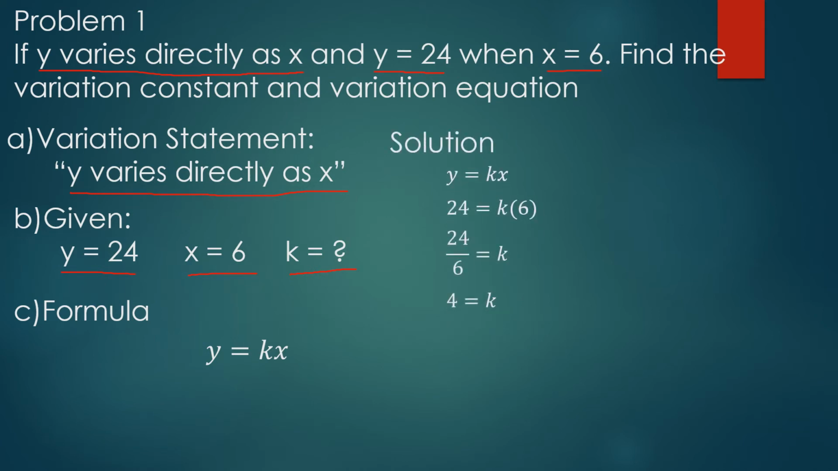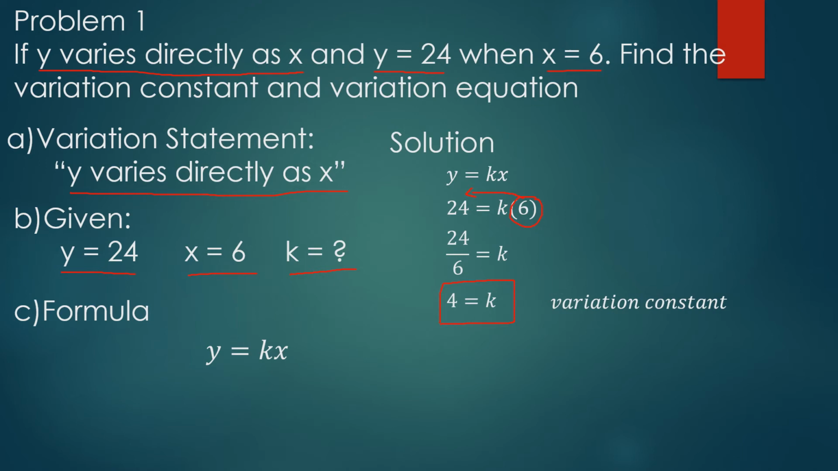Y equals kx. Substitute the y: 24 equals k, with x being 6. After that, divide 24 by 6 equals k. So you have now k equals 4, and that will be your variation constant.